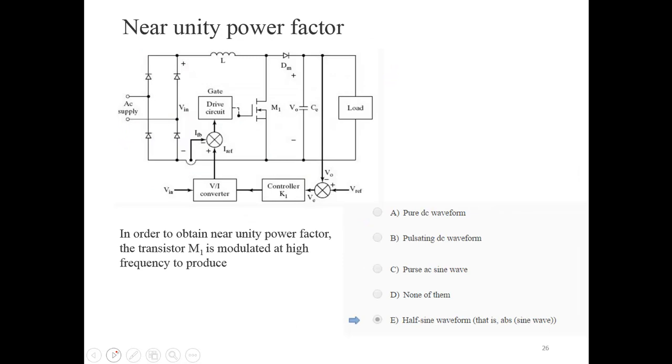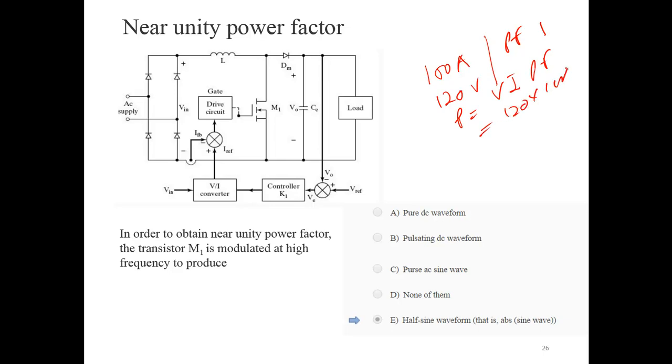One of the most important things in power electronics is the power factor. If you are taking 100 amps at 120 volts, and your power factor is 1, the power will be the voltage times the current times the power factor, that is 120 times 100. What happens if your power factor is 0?